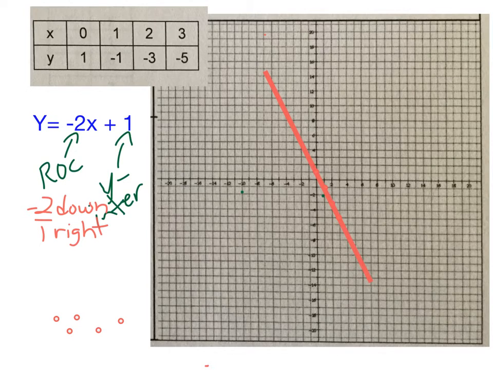Now it's also very important to recognize that this line is going from the top left down to the bottom right. It's going down this way. So if I started at the top of the hill, I'm going down. What I mean by down is that is a negative number. So because it's a negative number, it goes down to the right side.